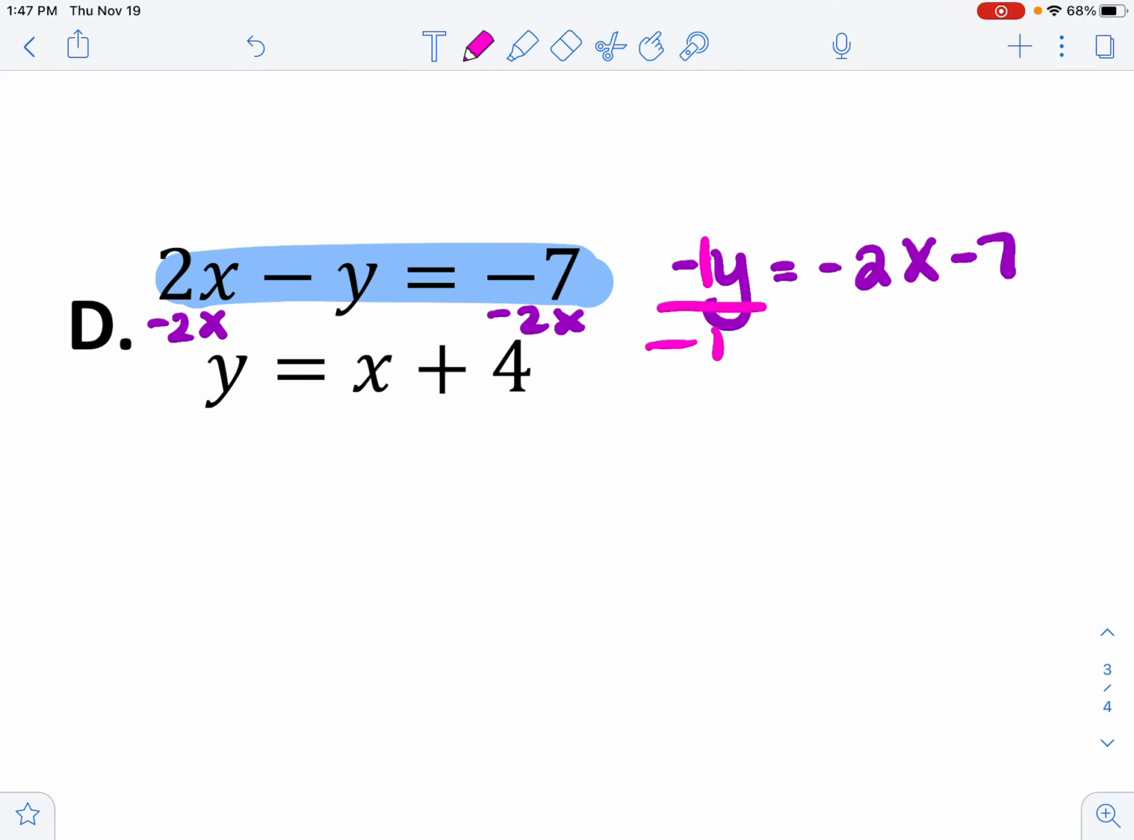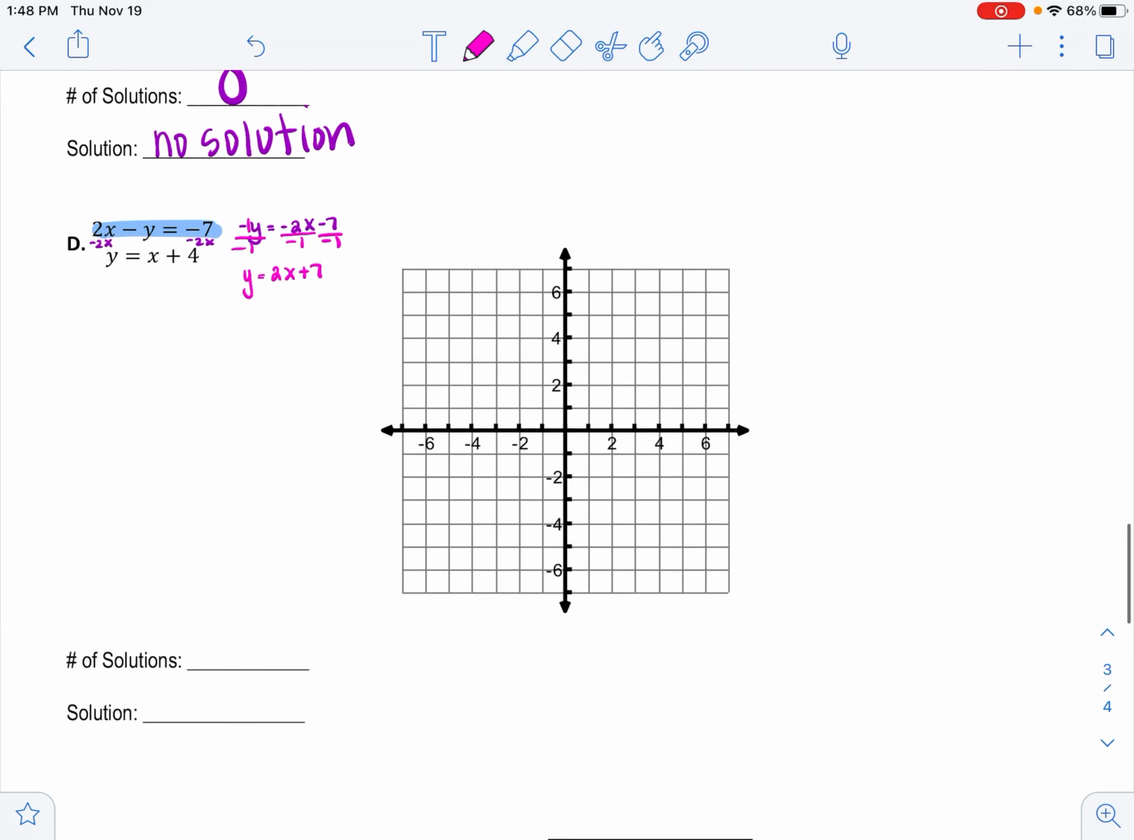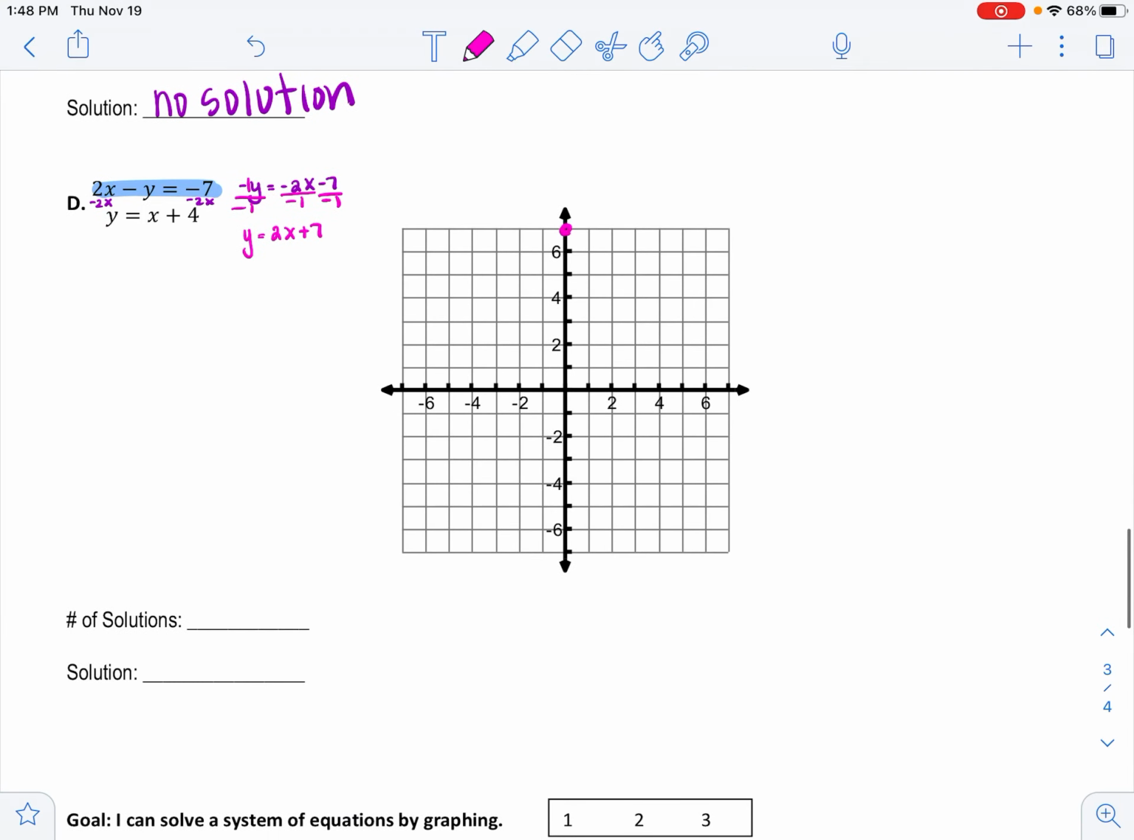And now I still need to get y by itself. Please realize this is a -1 in front. So I'm going to divide by -1. And then remember, you have to divide everything by -1. So this becomes y equals positive 2x plus 7. Now I'm going to graph that. Y-intercept is 7 and a slope of 2.